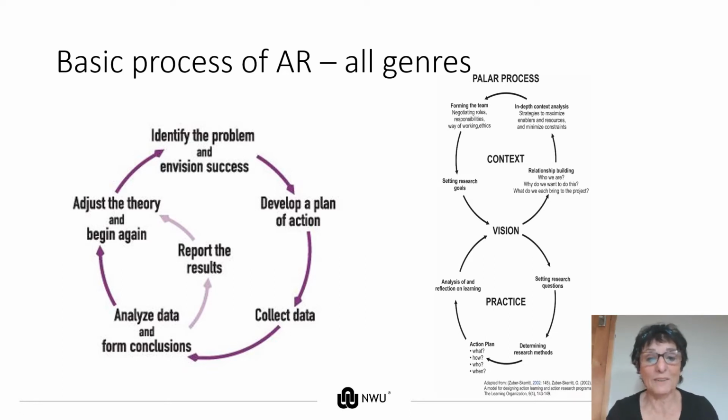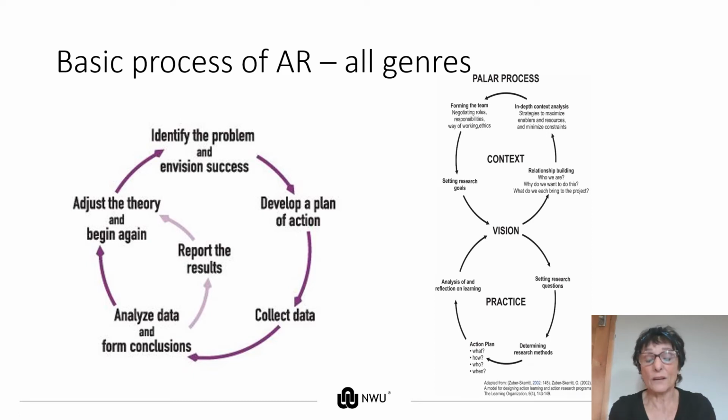If you look here at the basic process of PALAR, of action research, you can see on the left the purple arrows. That is the basic process of all action research. You're identifying a problem, an issue, and you're envisaging what it's going to look like when the problem is solved. Part of identifying the problem is gathering data to show it is a problem. You develop a plan of action. You collect more data. You implement the plan of action. You collect data, you analyze it, you form your conclusions or your theories, and then you disseminate or report the results, or you're not satisfied, you have just a theory, and you begin again.